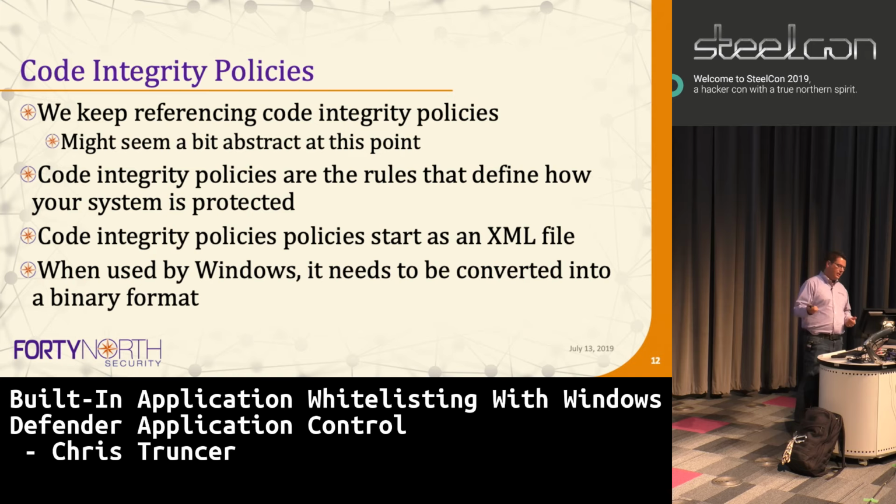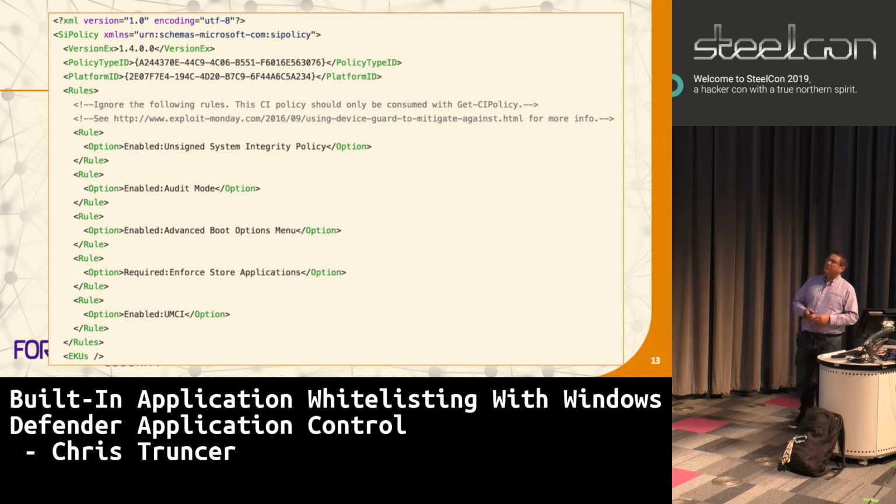The code integrity policies start as an XML file. That's the easiest way. It's the semi-human readable format where you can look at it, see how it works, what it looks like. But then in order for Windows to actually use your code integrity policy, like everything Windows, it wants it in some sort of a binary format that's easier for it to ingest. So here's an example of what these rules look like.